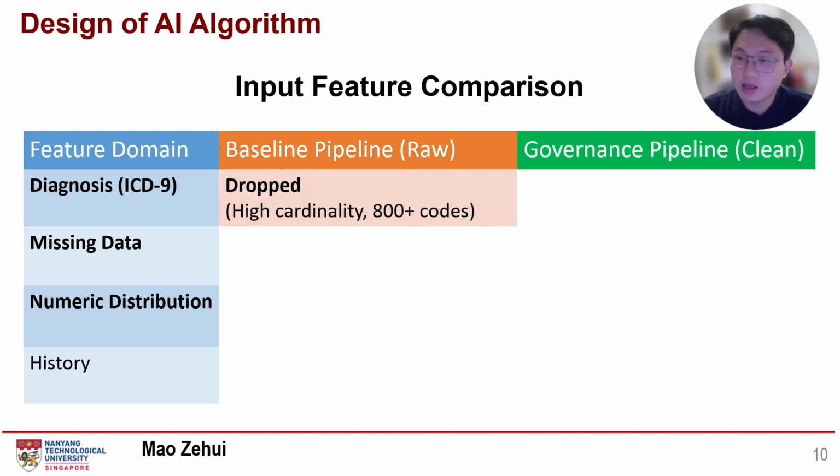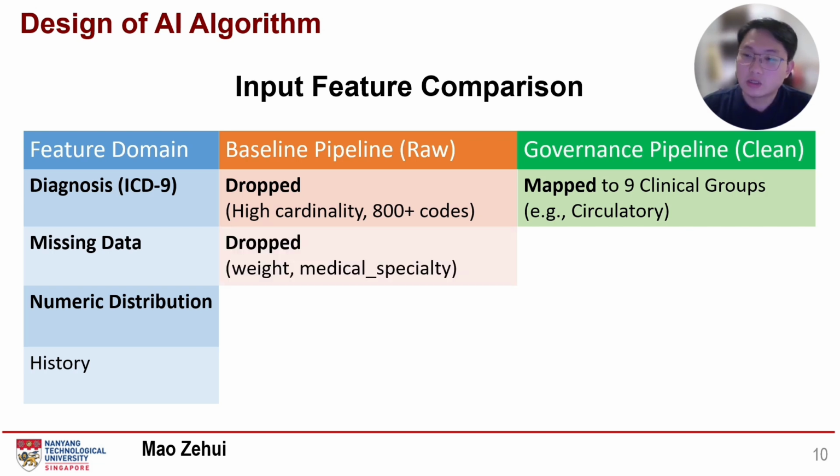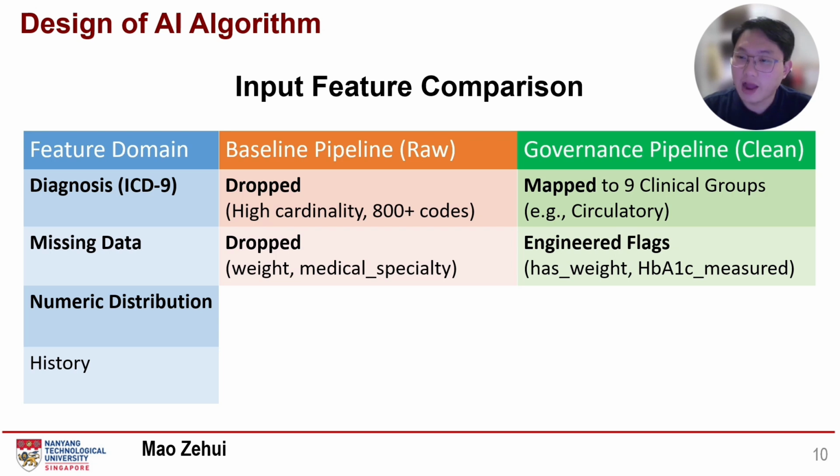First, the baseline drops the diagnosis column because 800 unique codes are too complex to handle directly. Our governance model, however, maps this to 9 clinical groups, preserving critical medical history without noise. Second, instead of deleting columns with missing values like weight, we engineered flags. As we saw earlier, missingness is a behavior signal.